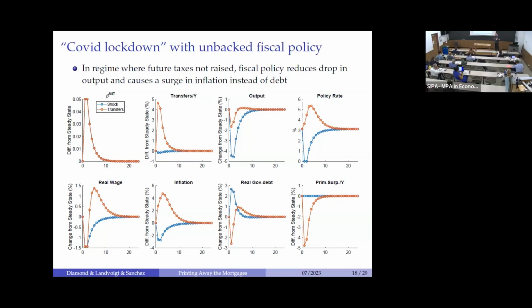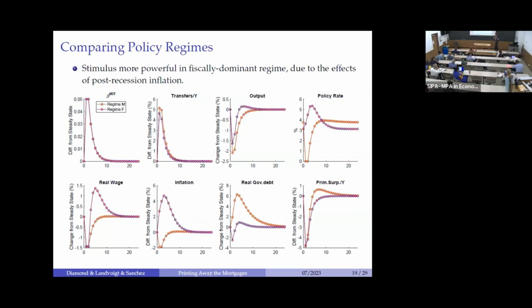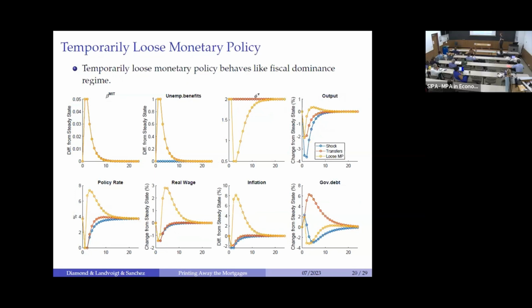And I think this explains the difference between these two ways of doing stimulus. If you do or don't pay for it, in the monetary versus fiscal regime, either you get a surge in debt or you get a surge in inflation. And in the inflationary regime, the output drop is a little bit smaller. And it actually looks like you have a tightening rather than a drop in monetary policy because the fiscal transfers are so potent. And this temporarily loose monetary policy I talked about was very similar to the fiscally dominant regime, same surge in inflation, same surge in real wages.